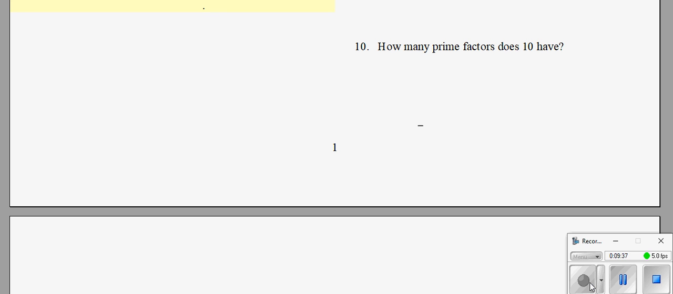How many prime factors does 10 have? 10 is real simple. 10 breaks down into 2 and 5. How many prime factors does it have? Just 2. Question number 10, 2 prime factors. We'll make that worth just 1 point. Why don't we just balance it out and make it worth 1 point? Scroll on down.